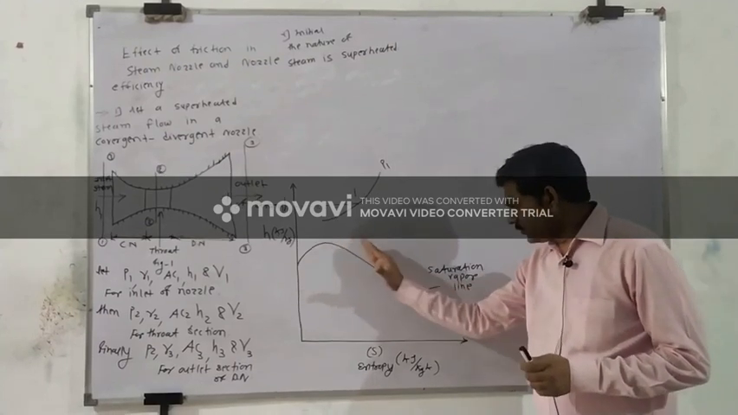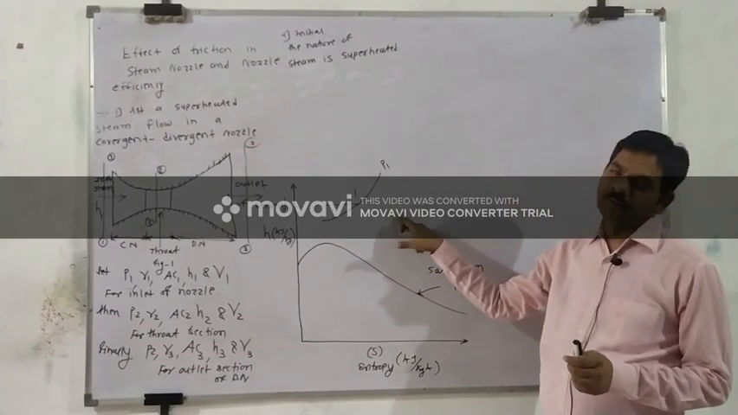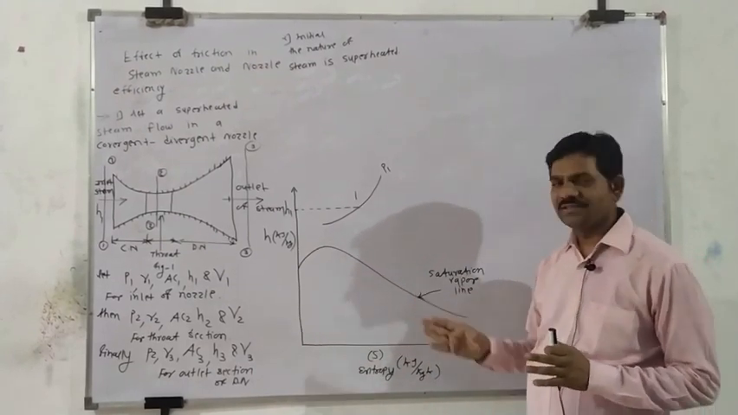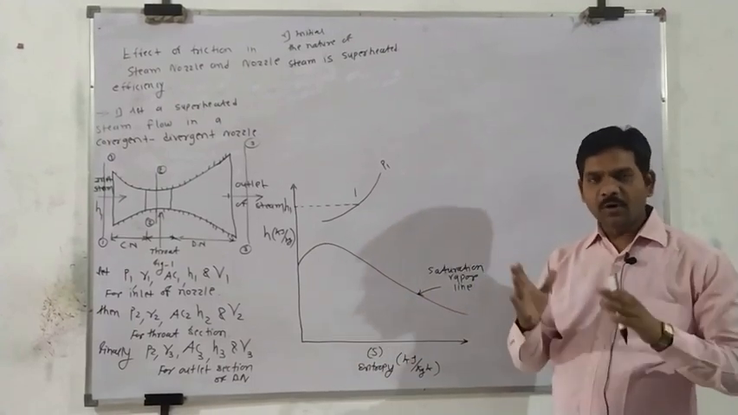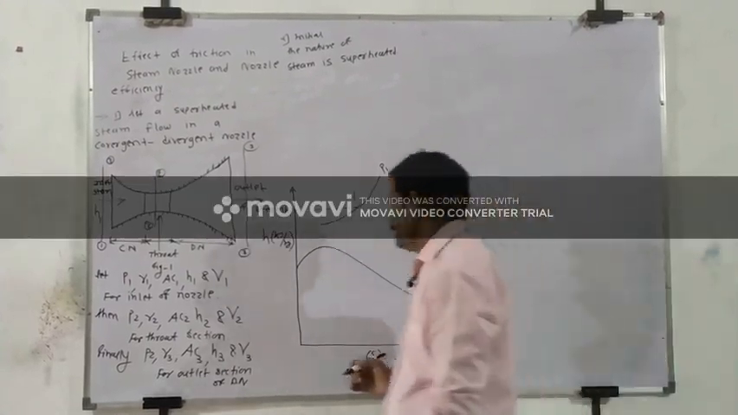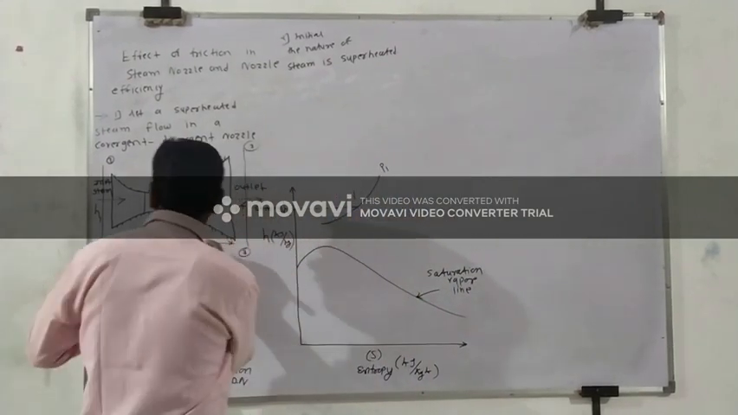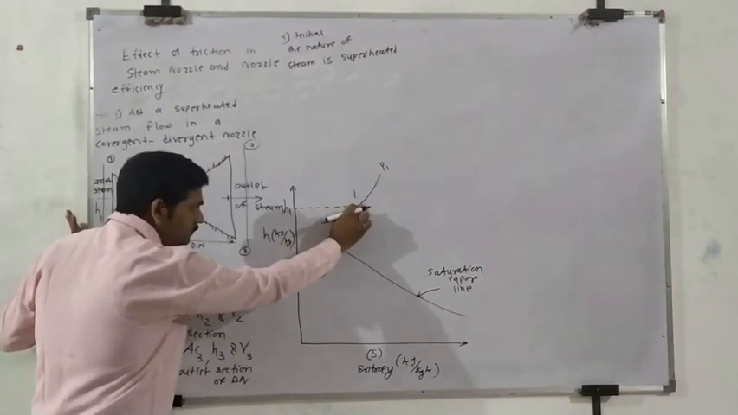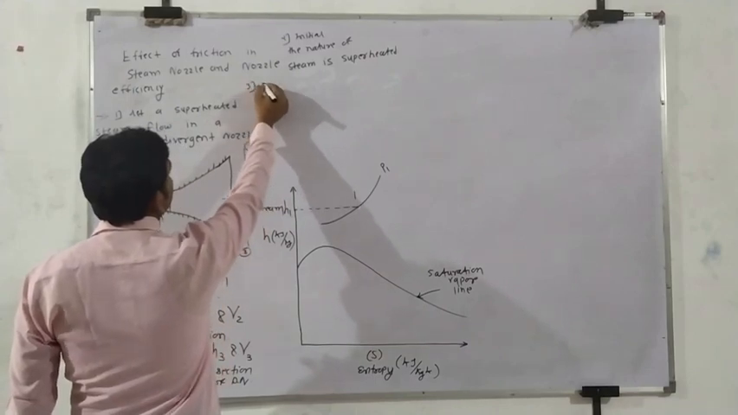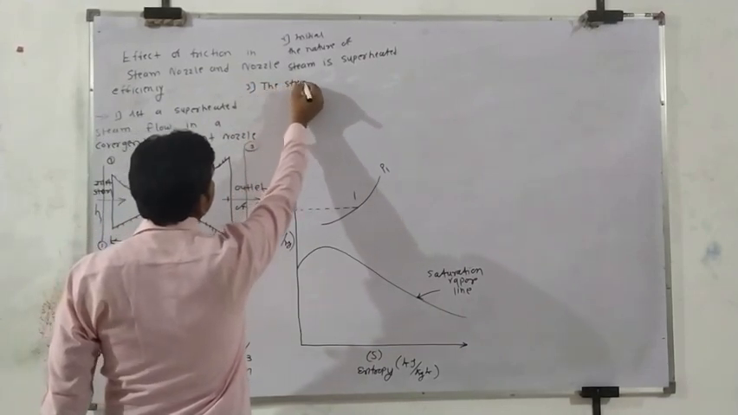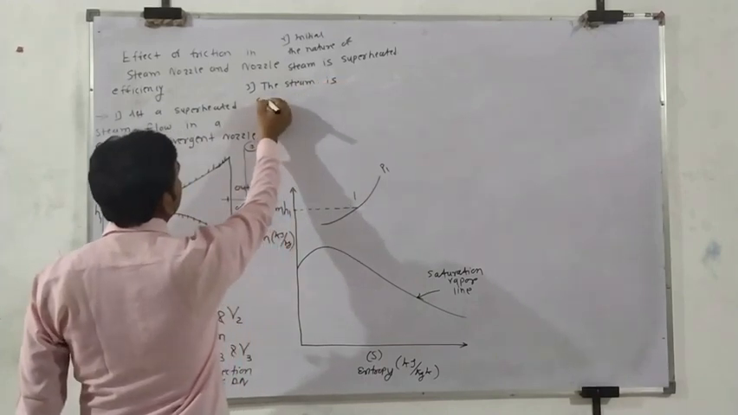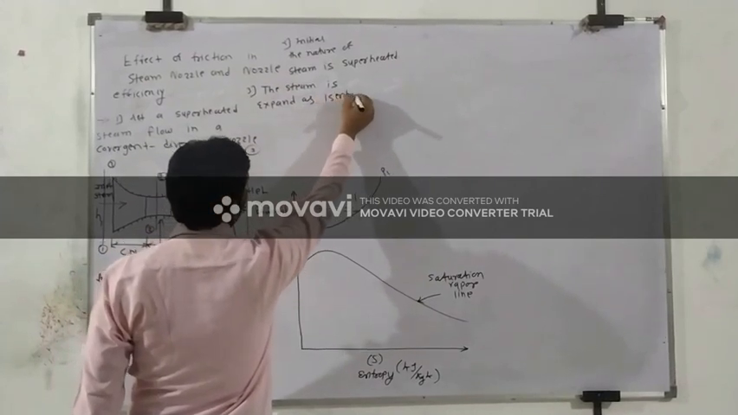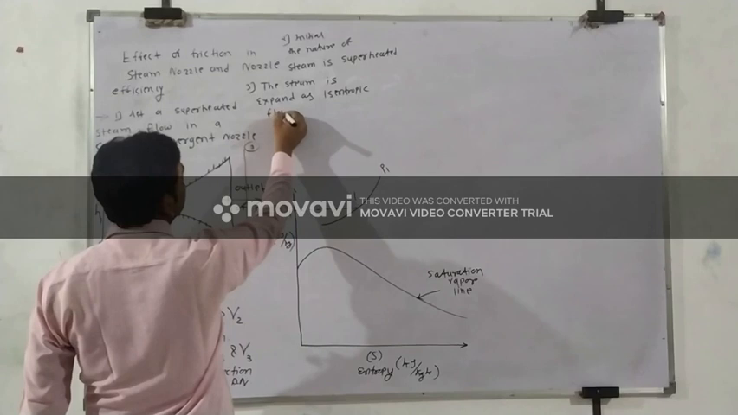And we know that above the saturation line, what type of zone is here? The superheated zone. Below the saturation line, what type of zone? There is a wet zone. Okay, we know this concept from our first unit, whose name is properties of a pure substance. So when steam expands, the expansion of steam through the nozzle, see here. So I write down this point here. The steam expands as isentropic flow in nature.